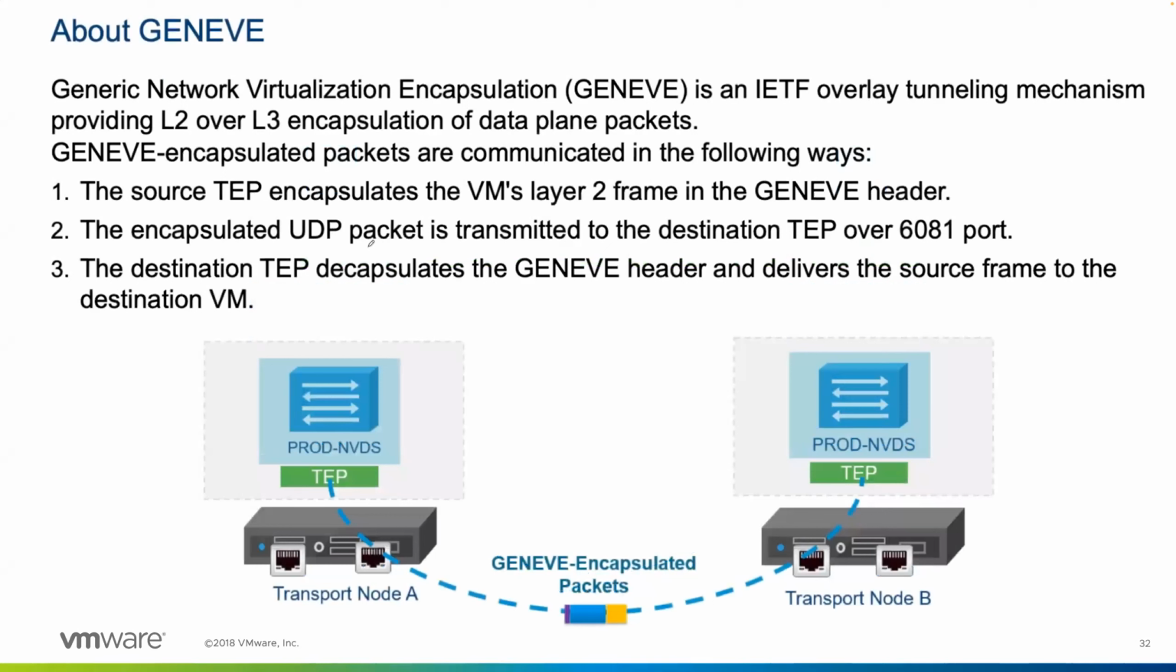Geneve is an encapsulated protocol over UDP port 6081. It's kind of like MAC over UDP, because Geneve is a protocol invented by VMware.